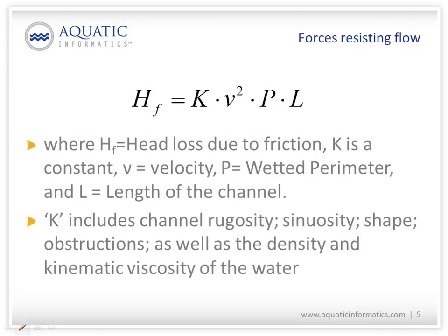So what are these forces resisting flow? In this equation, we have the friction head is equal to a constant times the square of the velocity times the wetted perimeter times the length of the channel. So this constant is actually a lumped parameter. It includes things like channel rugosity, the sinuosity, the cross-sectional shape, obstructions in the channel, as well as attributes of the water itself, the density and the kinematic viscosity.